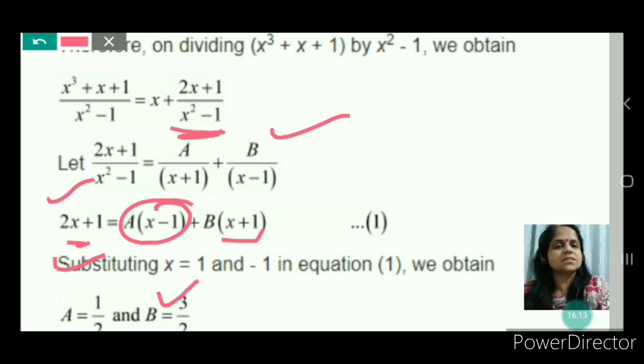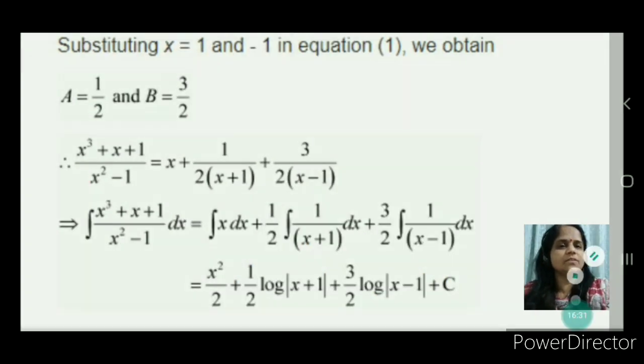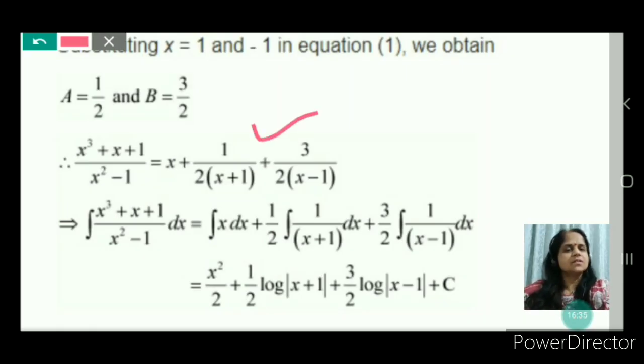Now take x is equal to minus 1. So this term would be 0, and you will get from here minus 2 plus 1, so minus 1, divided by minus 2. So a is equal to 1 by 2. Find the values of a and b, and now substitute these values in the previous equation. Now get the integration.